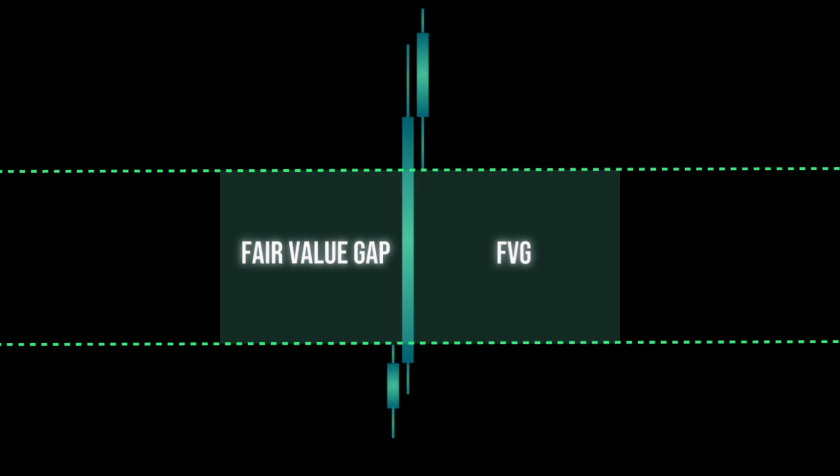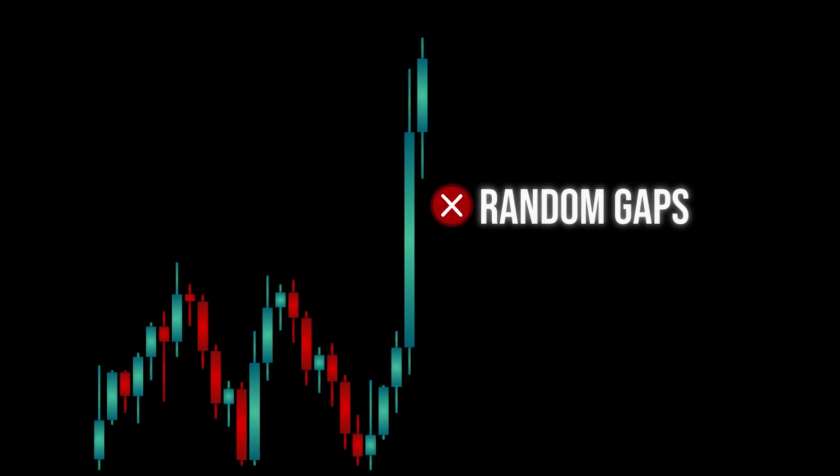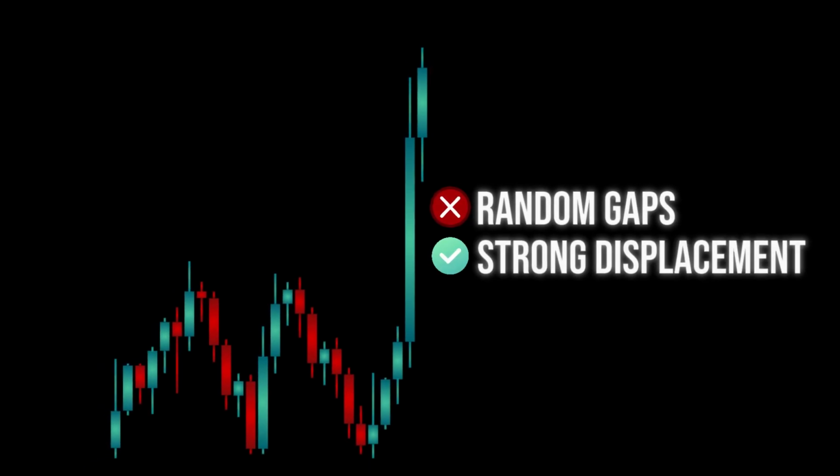A bearish fair value gap works exactly the same way, but opposite. One important thing to remember is that you're not looking for random gaps. You're looking for strong displacement.